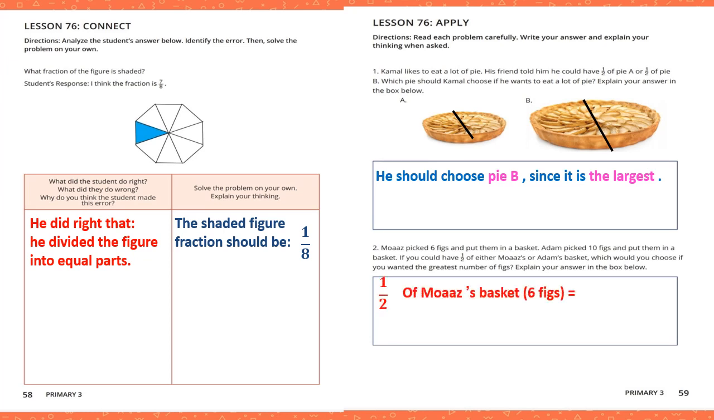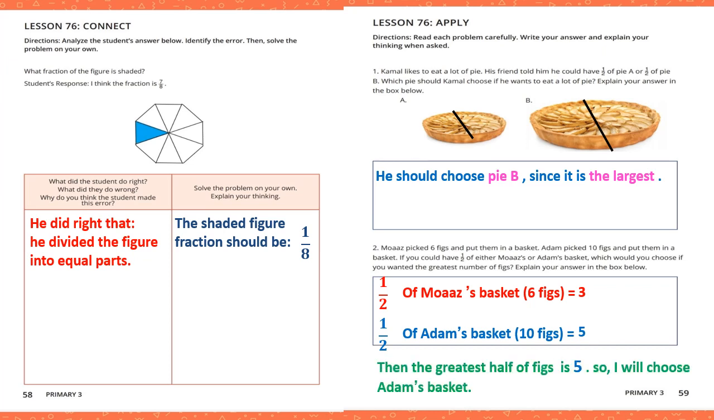Half of Muaz's basket of 6 figs will be 3. And half of Adam's basket, which is 10 figs, will be 5. So which one will you choose? Sure, Adam's basket. The greatest half is 5 because it's largest. So I will choose Adam's basket.